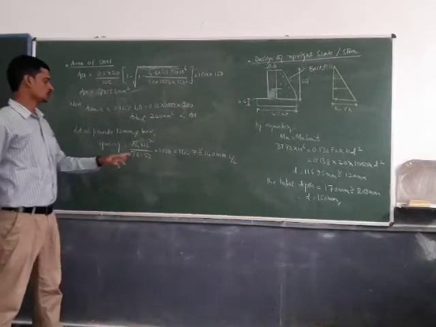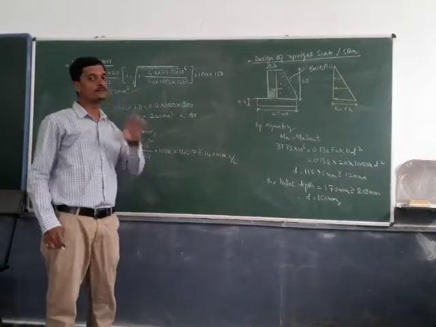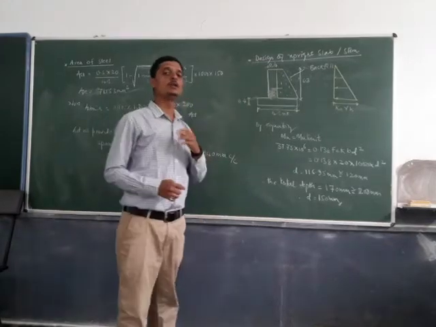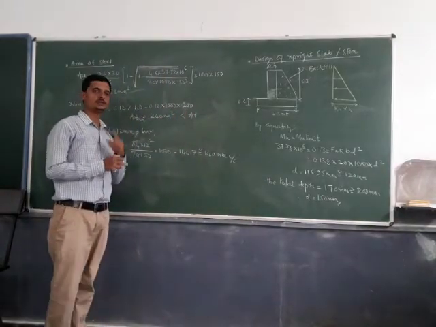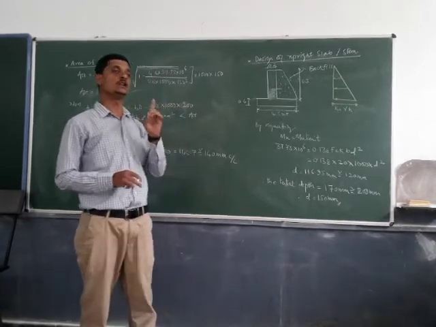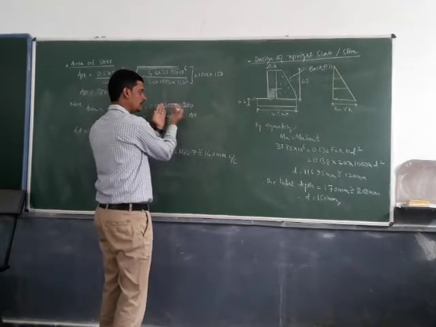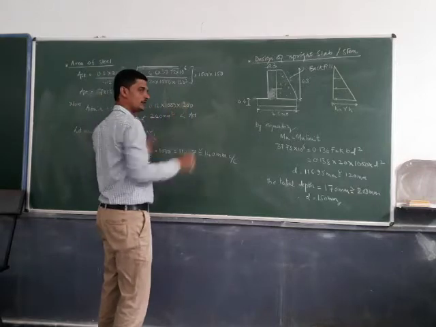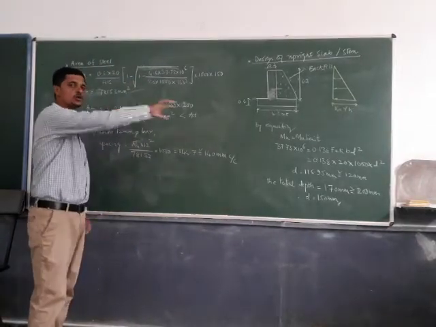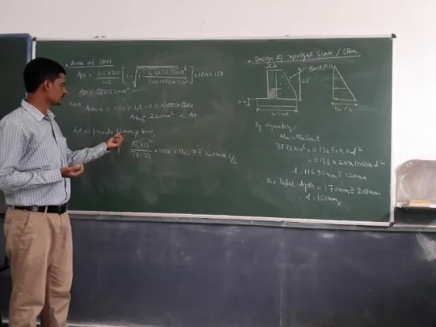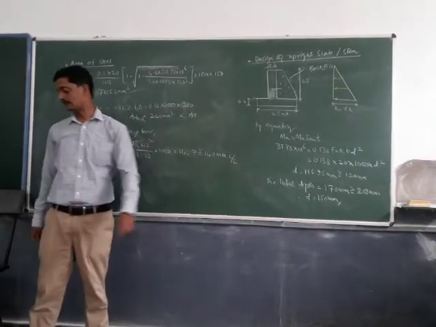So what do you have to do? We have to provide 12 mm diameter bars at a distance of 140 mm center to center in the upright slab. Whether we have to provide them vertically or horizontally is very important. Because as I told you, the upright slab will act as a continuous slab, so the bending will be like this. You have to provide the reinforcement in the horizontal direction. So you have to provide 12 mm bars at 140 mm center to center horizontally in the upright slab. Okay, understood.